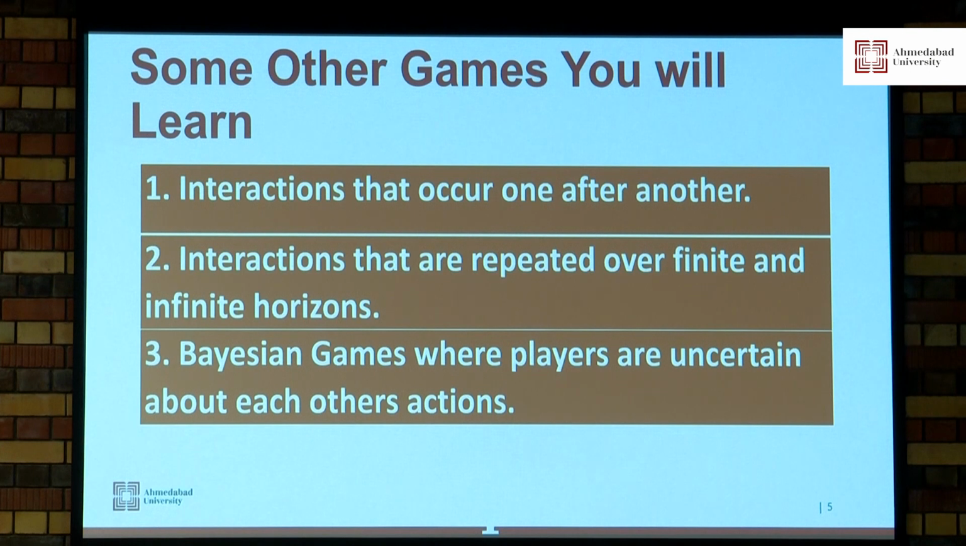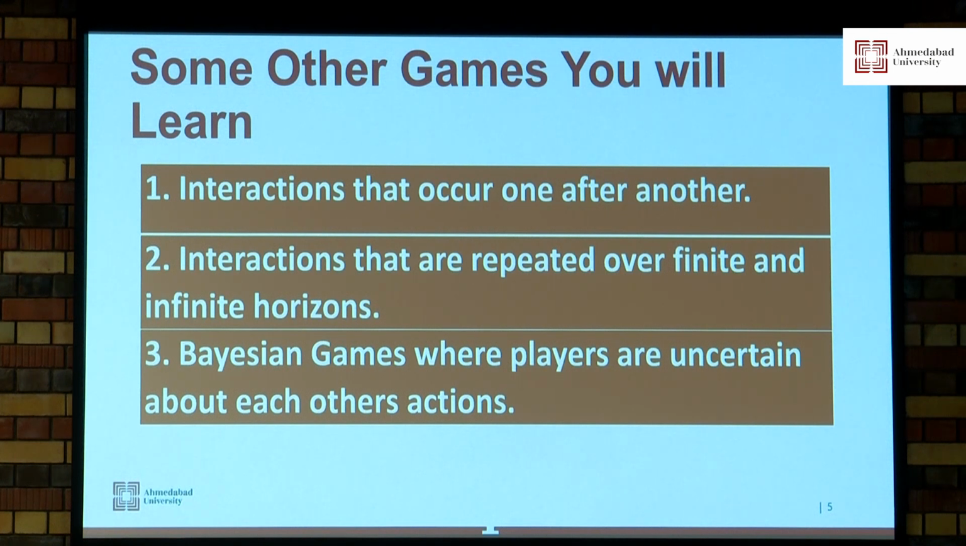The prisoner's dilemma is a one-shot game. Both prisoners have to make the choice together at the same time. But there are other games which help us to understand interactions, for example, that occur one after the other. Also interactions between agents that are repeated over finite and infinite horizons.